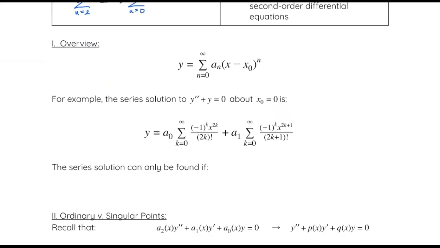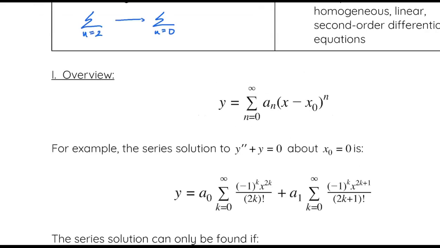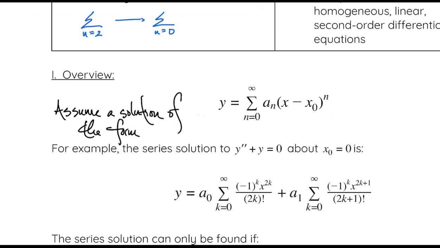We're going to start with a little bit of an overview, okay? And so this is how our story begins. We have y equals this sigma, or the sum, from n equals 0 to infinity of a sub n times (x minus x naught) to the n power. And we know that that is a power series, okay? And so just like before, we are going to assume a solution of that form.